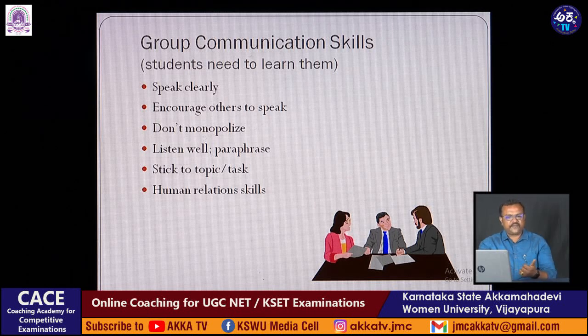Listen well, paraphrase. This is what you mean to say? Try to repeat what they said so that they can understand, yes, you are following them. Stick to the topic or the task, don't roam here and there. Whatever the topic is, try to stick with that particular topic. Communication means only the communication, nothing else.